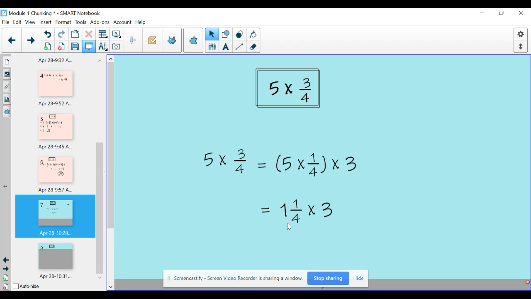Well, what does that equal? Well, 1 1/4, and then another 1 1/4 would be 2 1/2, and then another 1 1/4 would be 3 3/4. Ooh, 3 3/4. Let's look at one more example.